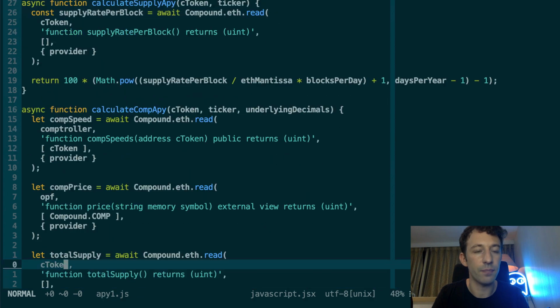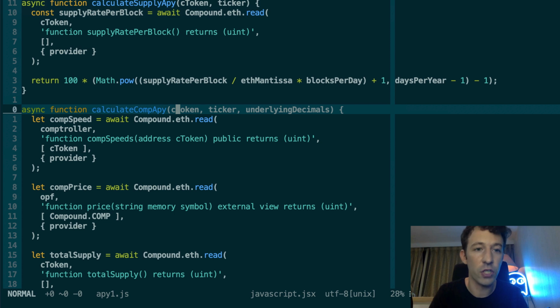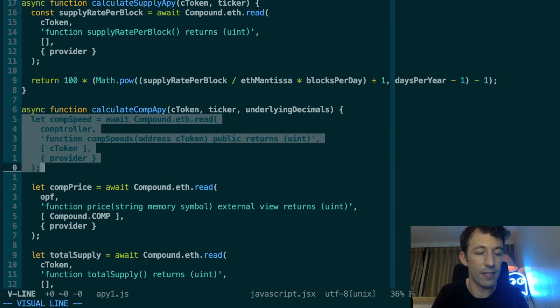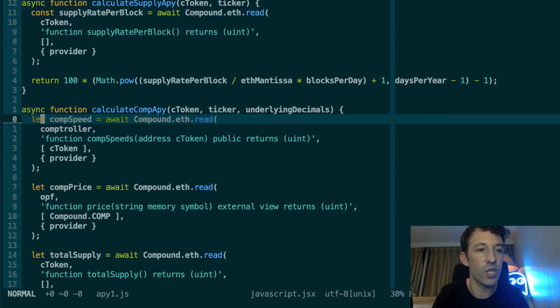And next, in order to calculate the comp APY, we have this other function. So again, we get the C token and the ticker plus the number of decimals of the underlying token. And here we're gonna get a couple of pieces of info. So first, the comp speed for our C token. So this is basically the number of comp tokens that will be given to our market for the whole block, for the next block. So this quantity is for the whole market. It's not just for us. So we'll have to share this with the other lenders of our market.